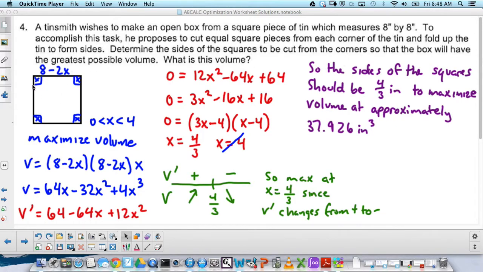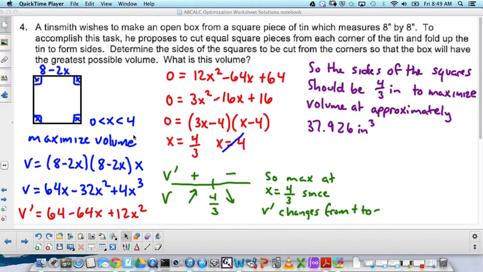So we'll set up a picture. So we're cutting out the corners. I'm going to let each of the sides of each of these corners be represented by x, which means that a side of the whole piece of tin would be represented by 8 minus 2x. Our sides of our square that we're going to cut out must be between 0 and 4, because if we cut more than 4, then we've taken up the whole side of the box.